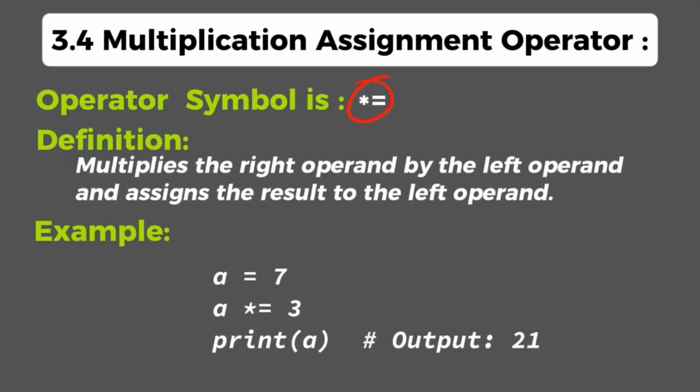Multiplication assignment operator. With multiply equals, you multiply and assign in one go. This operator multiplies the left operand by the right operand and assigns the result to the left operand. In this example, we start by setting a to 7. Then a multiply equals 3 multiplies a by 3 and stores the result back in a. So a becomes 21. When we print a, the output is 21. Let's see how Python runs this code.